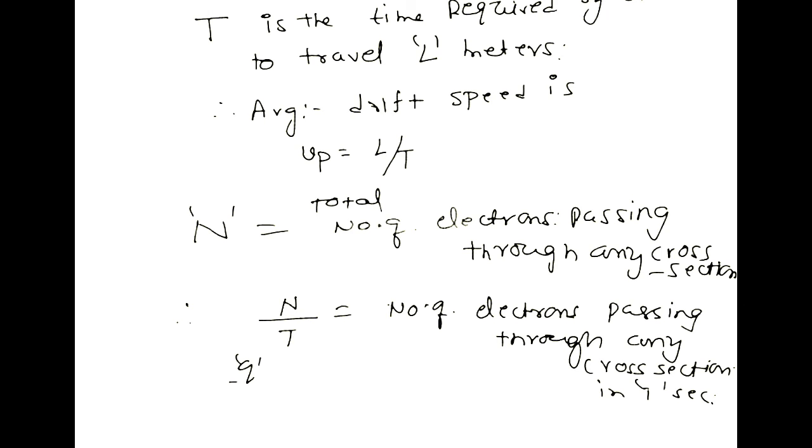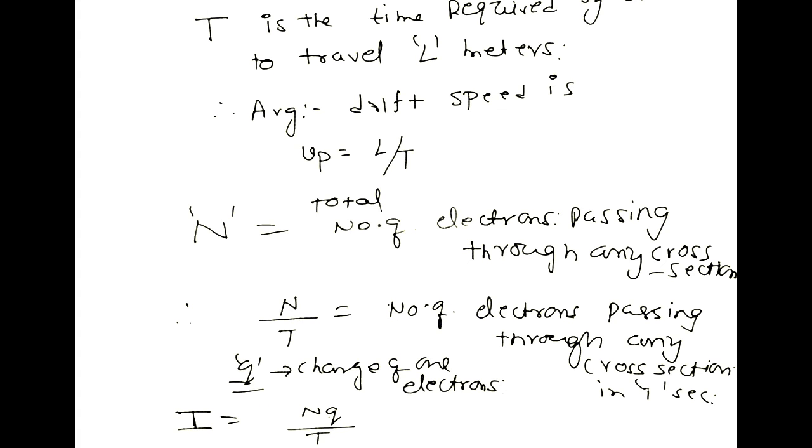Suppose Q is the charge of one electron. Therefore, the total charge passing through any point in time T is N times Q, and the current I is N Q by T. So this is the current crossing the material in time T.